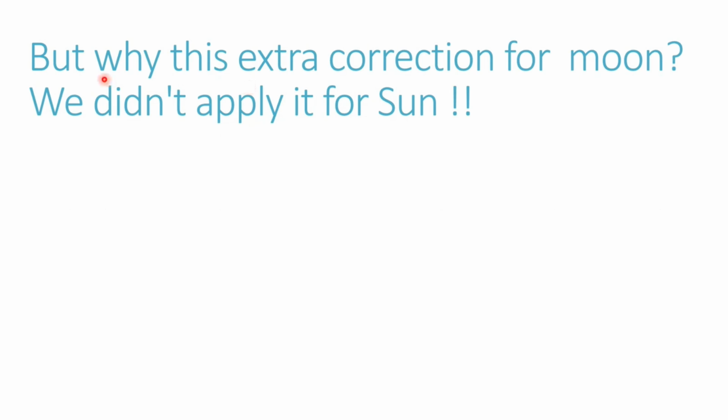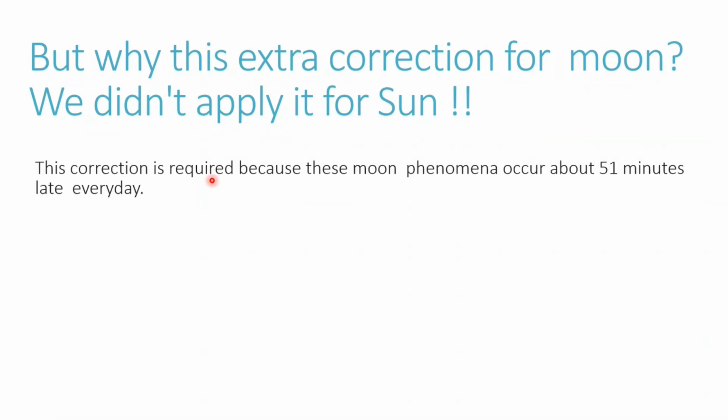Now the doubt which arises in the mind: why do we have this extra correction for the moon? We did not apply this extra correction for the sun. This correction is required because the moon phenomena, which are moonrise, moonset or meridian passage of the moon, occur about 51 minutes late every day. For example, if the moon has risen, let us say, at 5 o'clock in the morning, then tomorrow the moonrise will be about 51 minutes late.